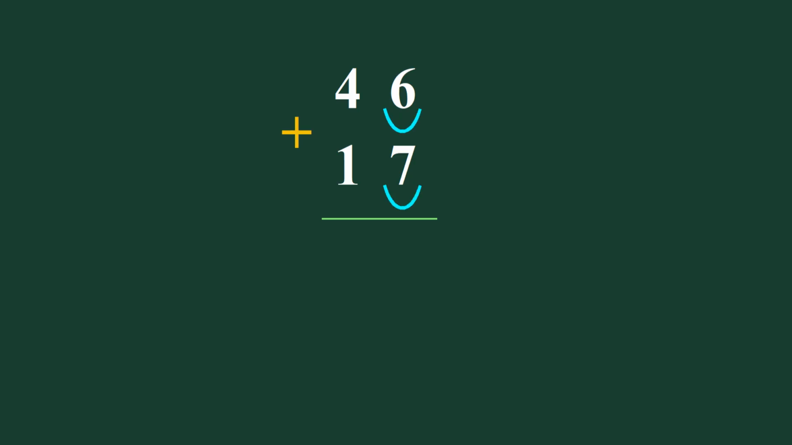6 plus 7 equals 13. In the number 13, there are 3 ones, right? 3 in the ones place. The number in the tens place is called the carry. We carry the 1 over to the tens place and write it above the 4 like this.